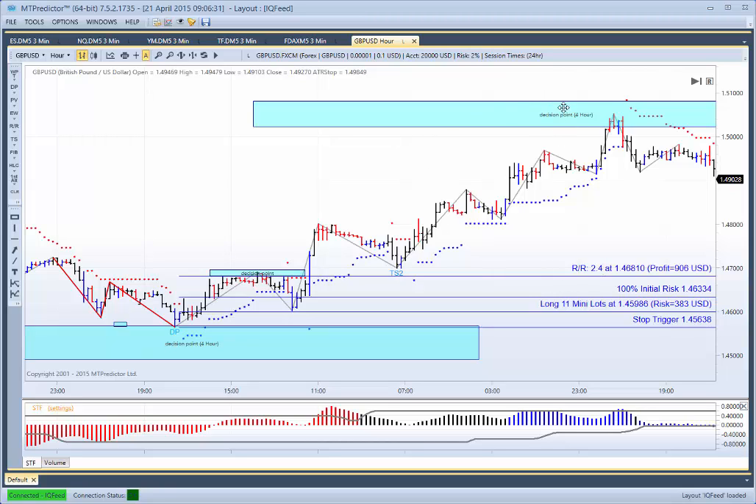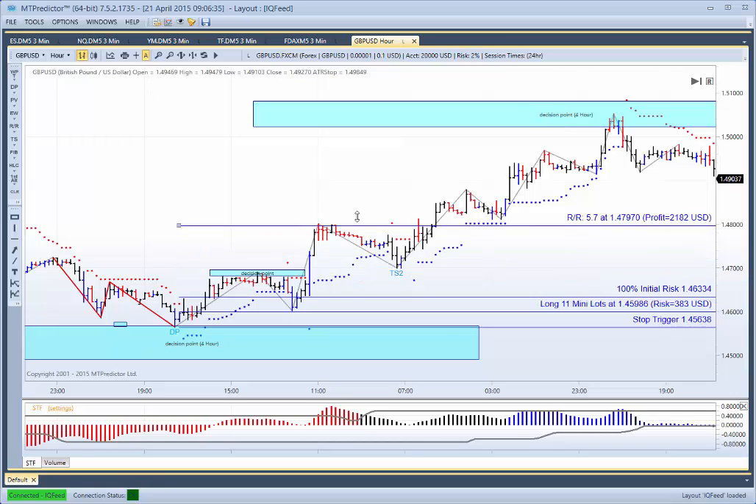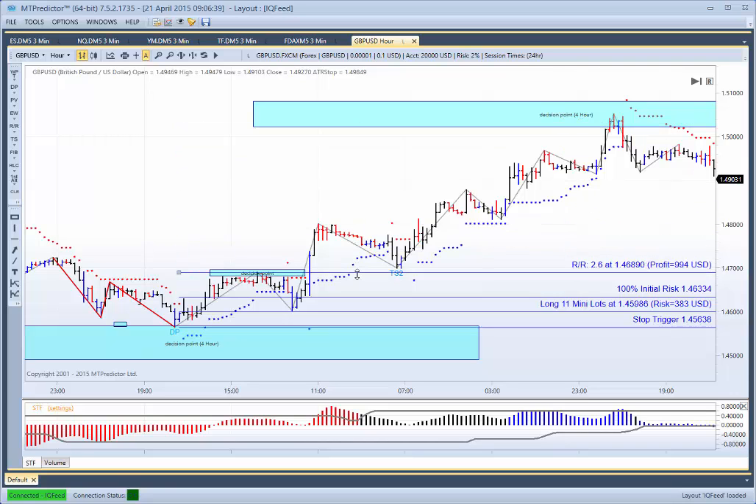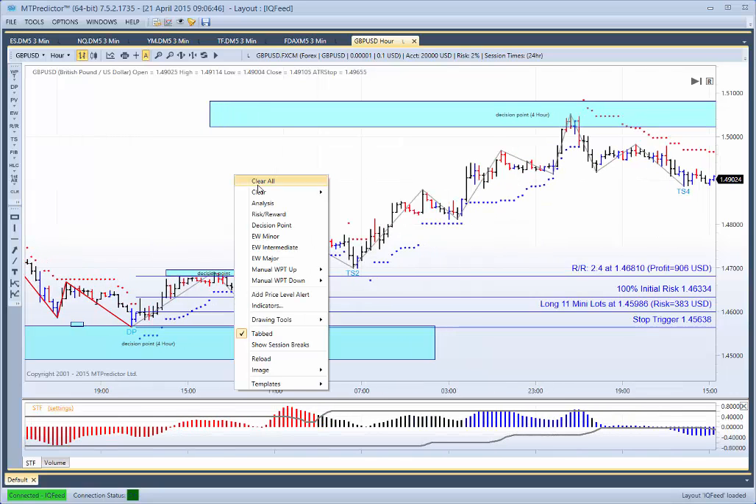Now maybe because you had a higher time frame resistance area up there, you may well have wanted to use that. If you had done that, it would have increased the profit significantly. But even if you came out at this first target, that still would have been a nice profit of 2.5 times greater than the initial risk.